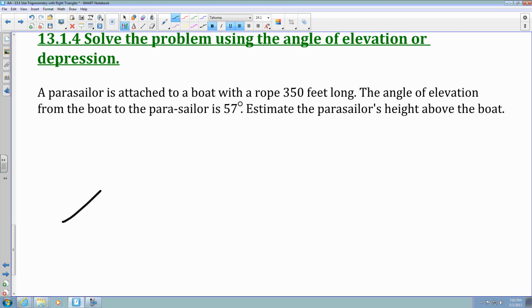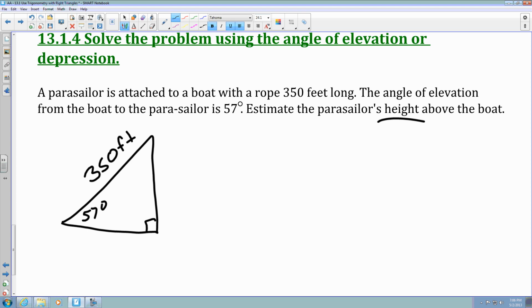So I can say this is like a triangle here, a right triangle, and this rope here is the 350, not degrees, feet, I'm sorry. And then this is 57 degrees here. They want us to know what the height is, so this is the height. So what I can do is I can say, okay, I got sine of 57 degrees equals opposite over hypotenuse. So it's going to be x over 350.